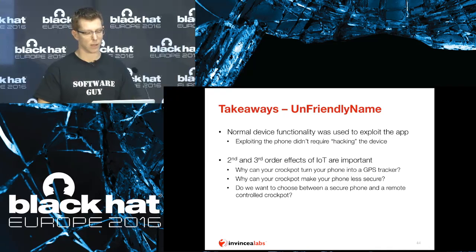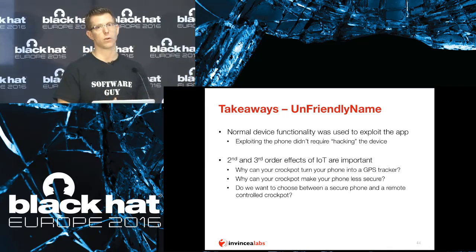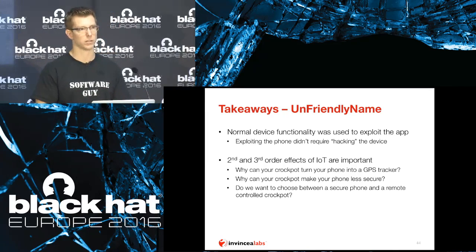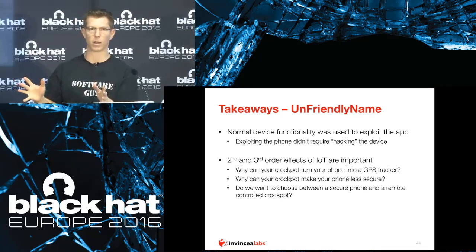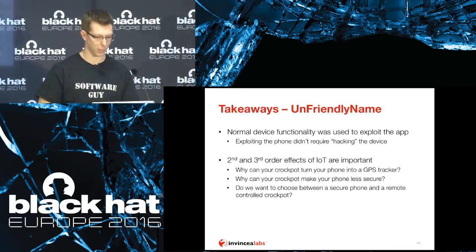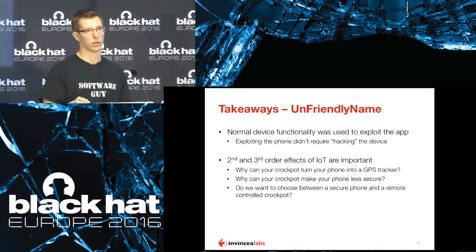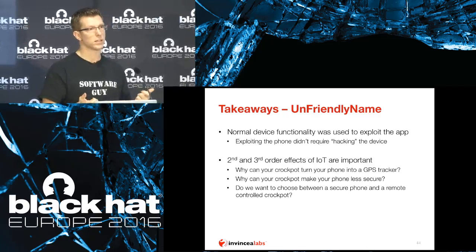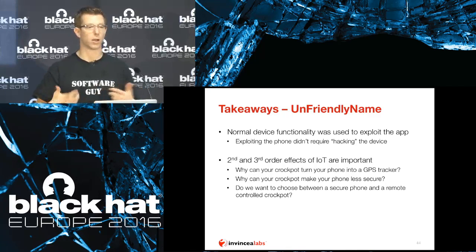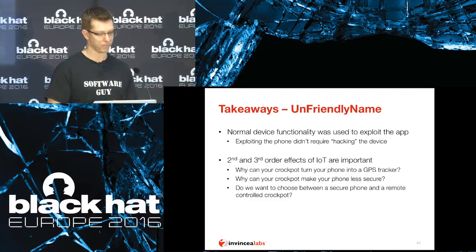The second thing is we want to talk about the second and third order effects of IoT. That's what we're starting to call this stuff. So the first order effect is I break into someone's device, whatever we focus on, and I put a botnet there and it DDoSes Brian Krebs' website. Oh boy, that's terrible. But these are the second and third order effects, right? Why is it the case that if I can do something to your device, I can turn your phone into a GPS tracker, right? Why is it the case that an IoT device like a crock-pot could make this stuff less secure, right?